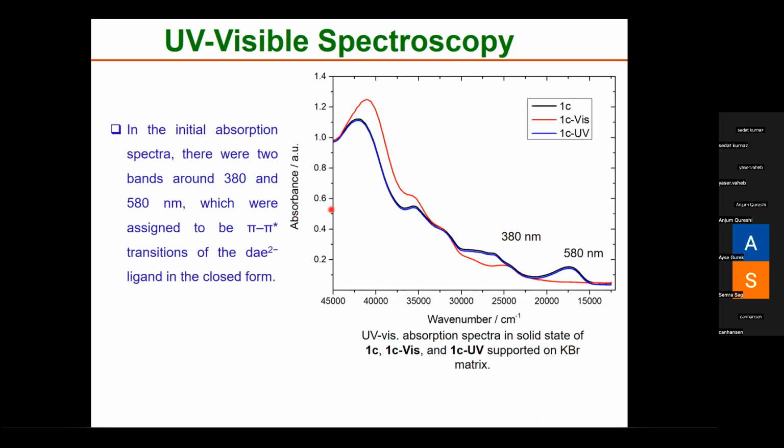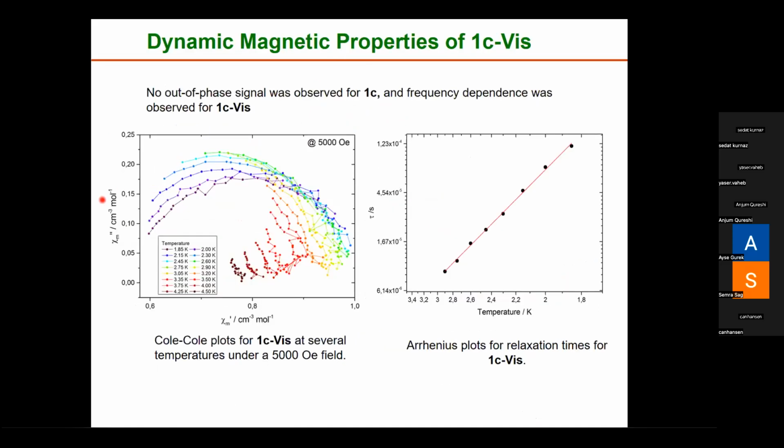So this is a UV-visible spectrum. The black one is the closed type, and the red one is the visible irradiation open type, and again UV irradiation returns it to the black one. So it is reversibly switchable. So then the open type, for the same cycle, this is evidence of a single molecule magnet.